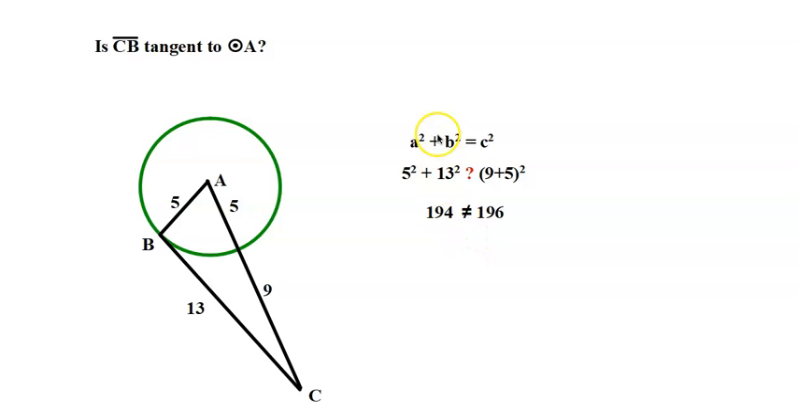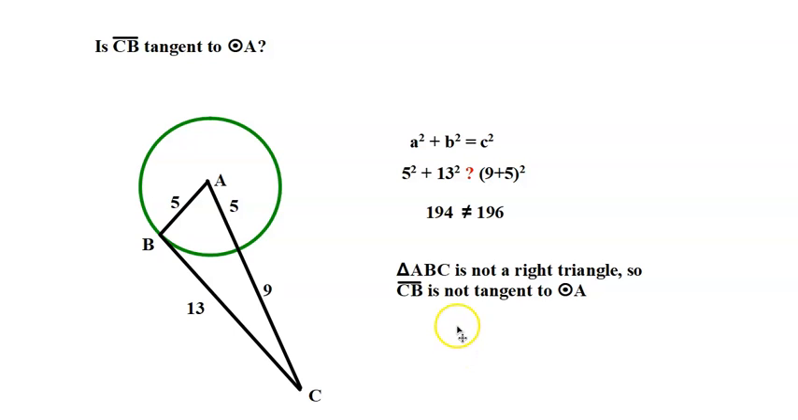So we see Pythagorean theorem did not work, and so what that means is that this is not a right triangle, and so segment CB is not tangent to circle A. Looks tangent, but the numbers say it's not. It's off by a little bit. All right? Because again, if it's tangent, it has to be a right angle.